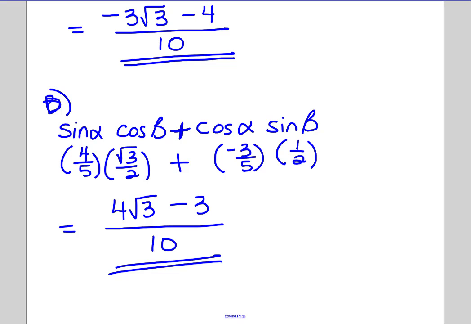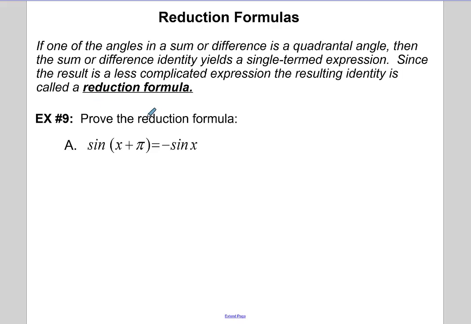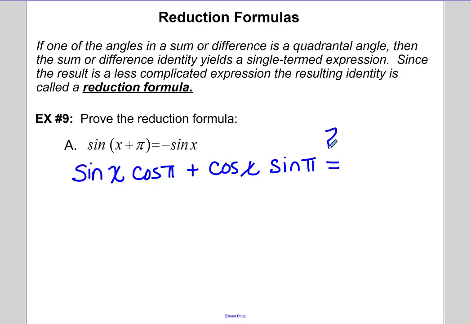Now on our last few examples, we want to use those reduction formulas to prove a reduction formula. And we're proving that the sine of any angle plus 180 degrees is going to produce the opposite of sine, or the opposite of that angle. And we can use the expanded pattern for sine of the sum of two angles, which is sine, cosine, plus cosine, sine. And we want to know, is that equivalent to negative sine?